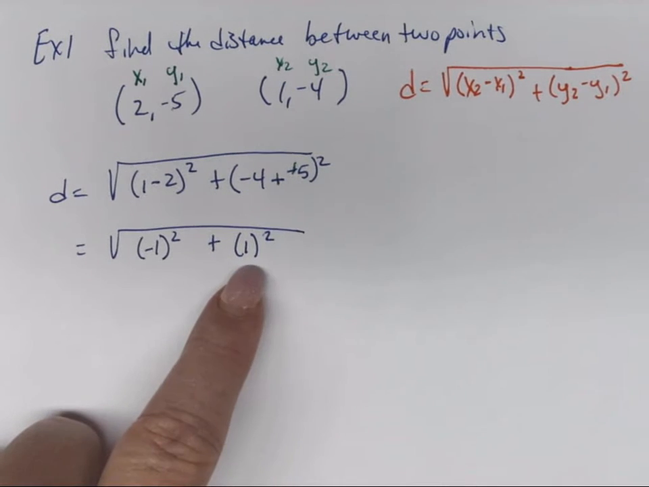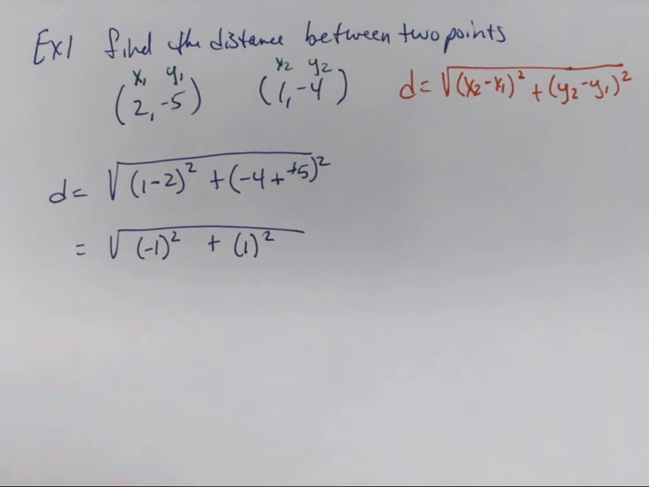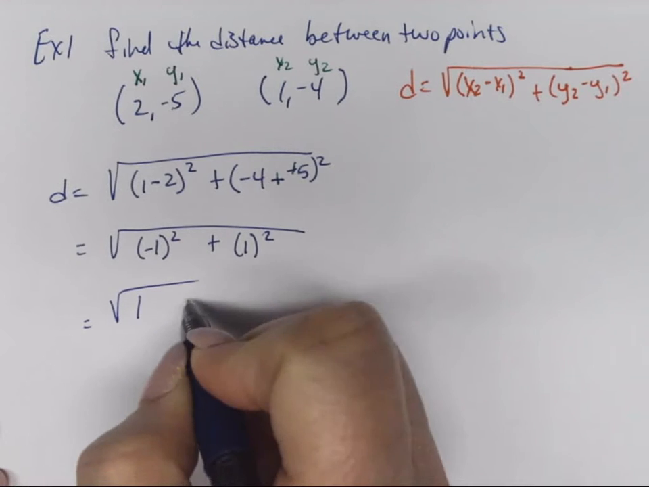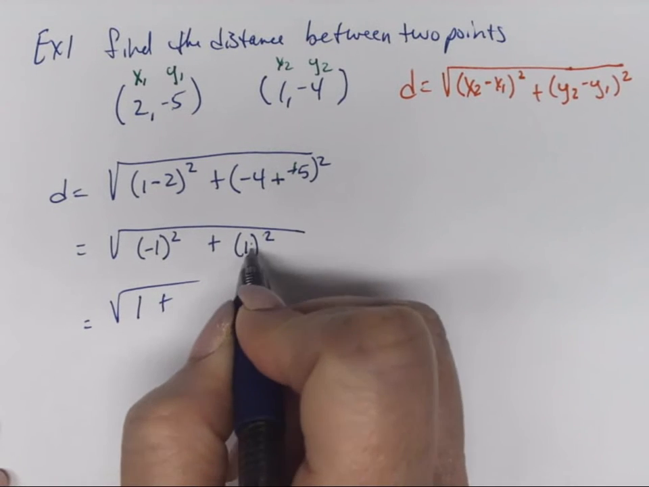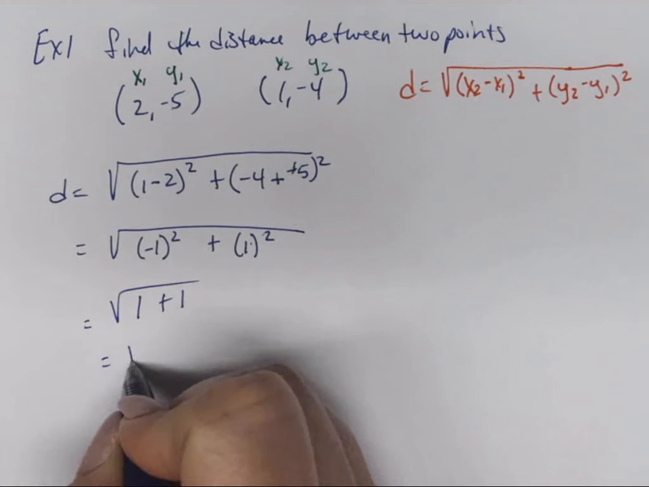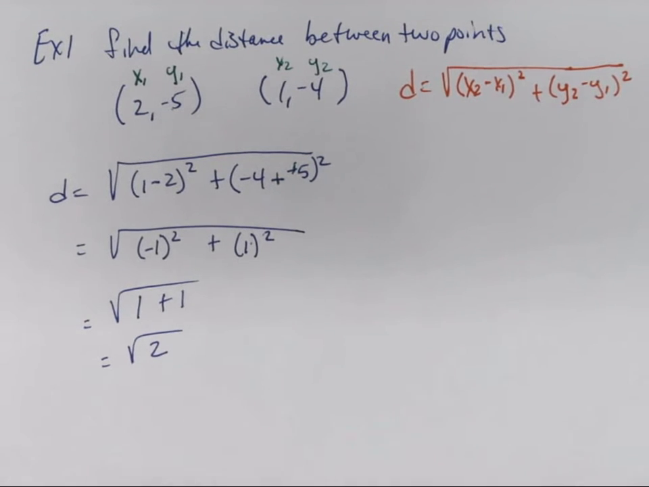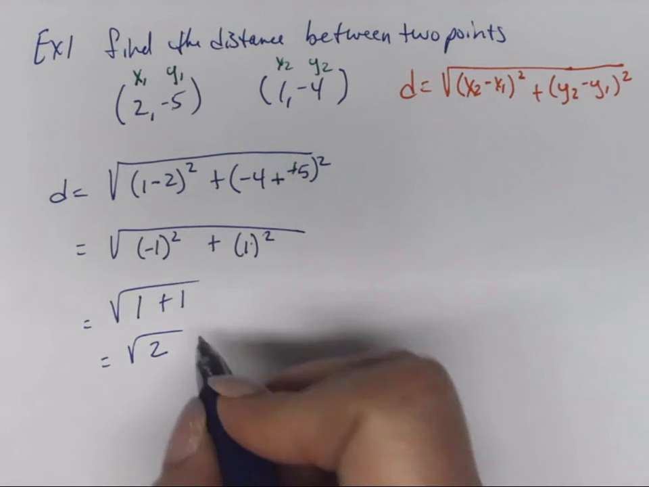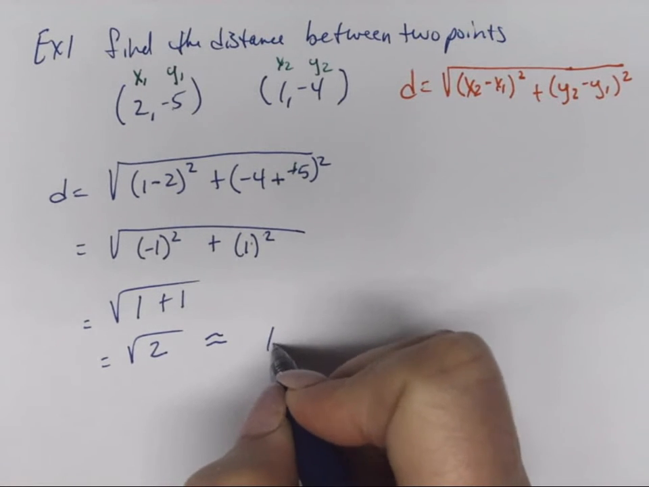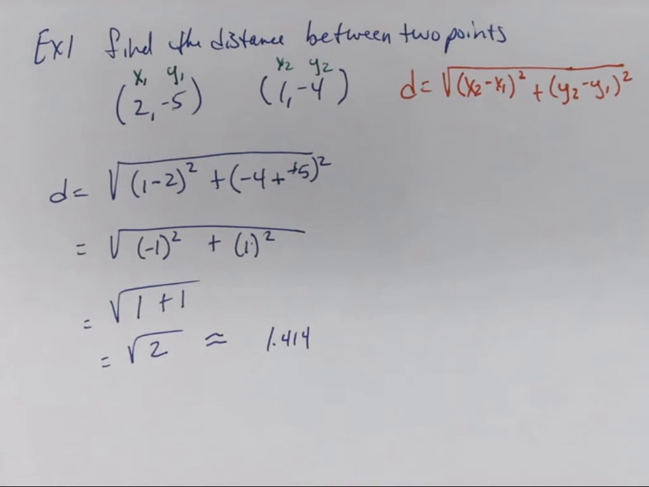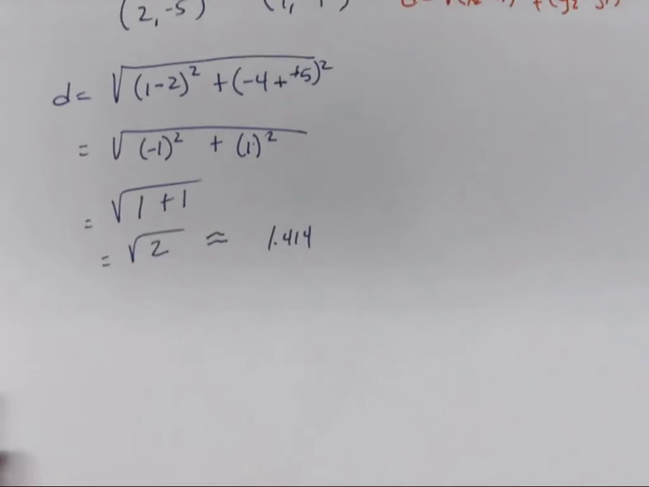I always put it in the parentheses because I need to understand that the whole thing is being squared, whether it's positive or negative. So we'll get the square root of 1 plus 1, because 1 squared is 1 as well, which gets us the square root of 1 plus 1 is 2. Now, in your homework, it might ask for the radical form, or it might ask for a decimal approximation, and that would look like that. So depending on what the homework is asking for, on a test, I'm going to be okay with the square root notation of it.